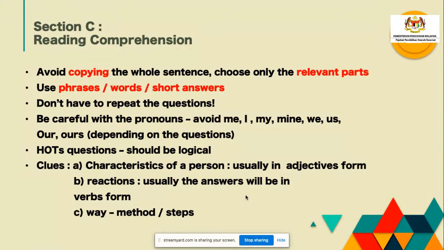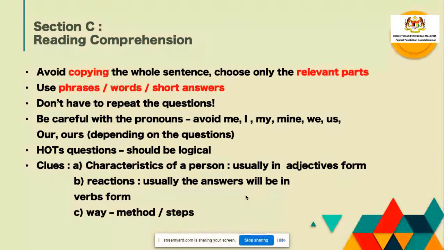Clues. Most of the time, there are actually many types of HOT questions, right? But from the analysis, again, I love to do analysis, the favorite questions for HOTs usually are about methods, methods on doing something, suggestions on something, or characteristics of a person.